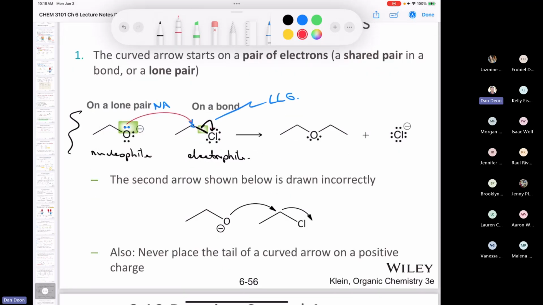If you look at the example on the bottom, if you were to put in the lone pairs here, there's technically nothing wrong with the first curved arrow. This is a nucleophilic attack, but this curved arrow is not correct because the tail starts on an atom. It doesn't start on a bond or a lone pair. It's on a positively charged atom, right? Because this carbon here is delta positive because there's a dipole going towards the chlorine. And so that would be a huge no-no. So I'll put a big fluffy red X on that.